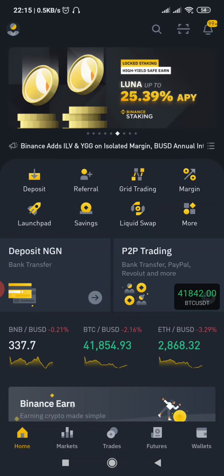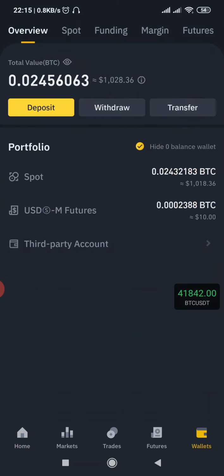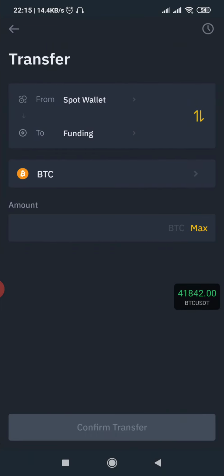Now, this is how to transfer. You should come to wallet over here. Then you click on transfer. Can you see it? Now, it depends on how you funded your wallet.